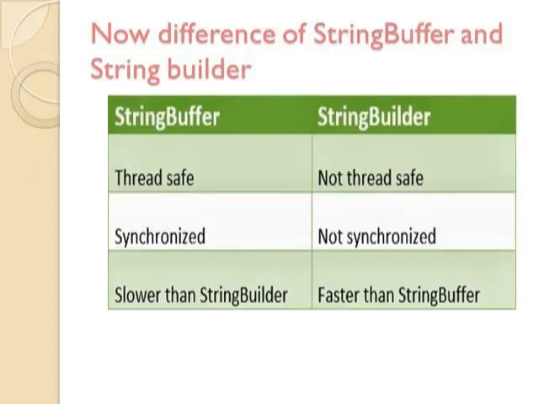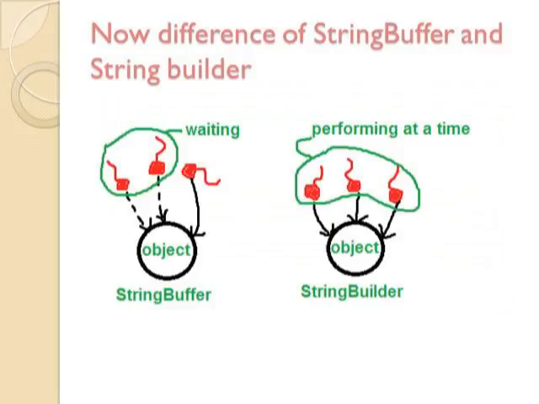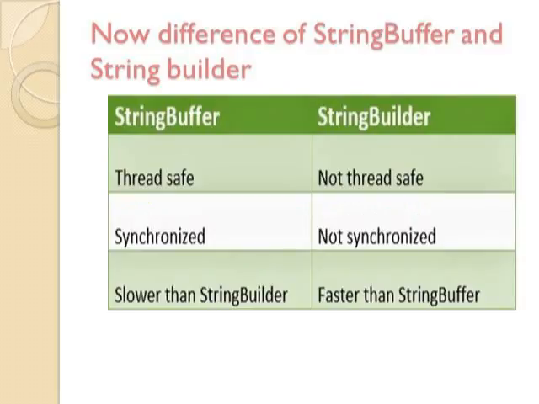Synchronized means only one object is working at a time, because only one process runs here. It is slower than string builder because only one process works at a time. So string buffer is slower than string builder.